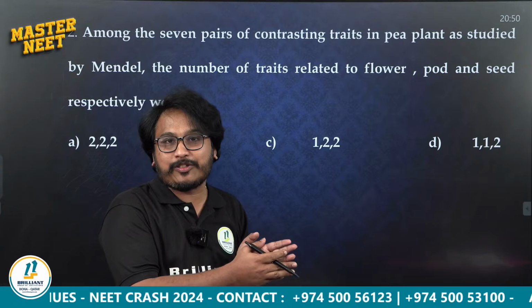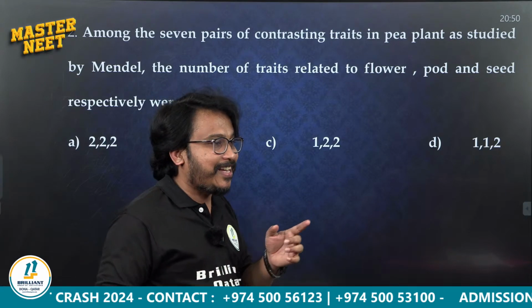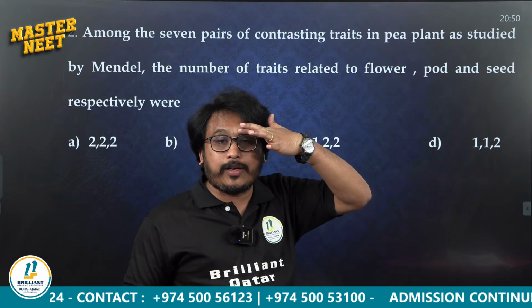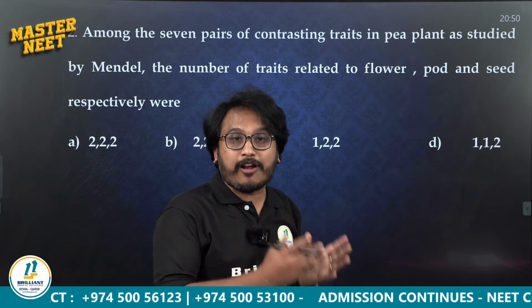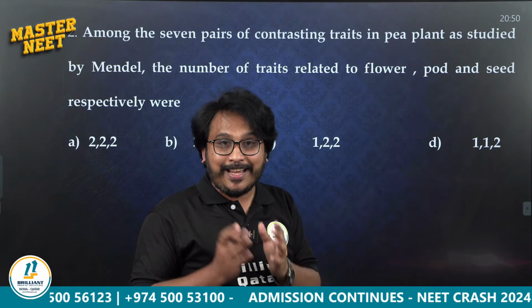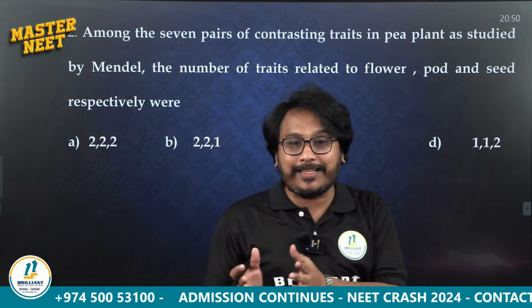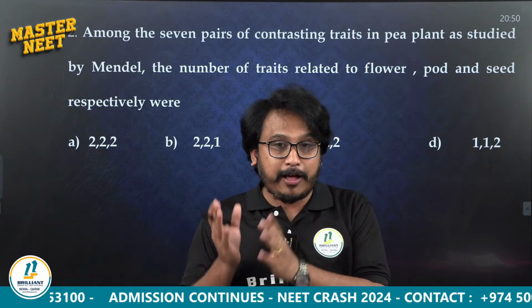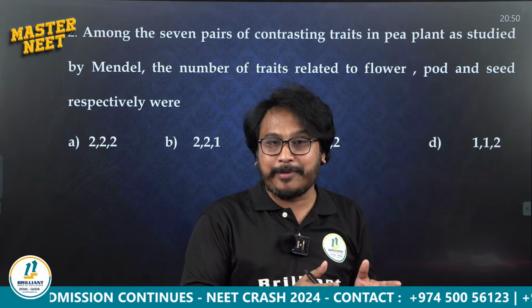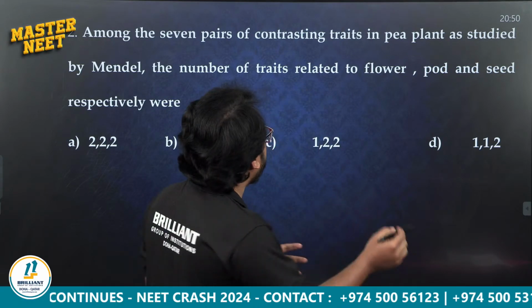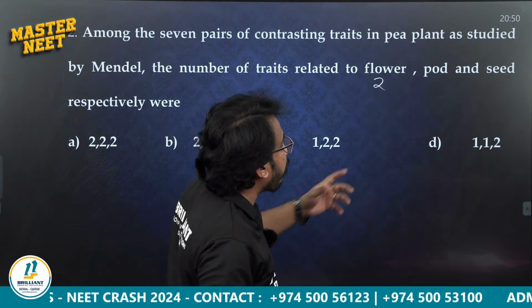You know 7 pairs of characters he was studying. In that, from the flower he was studying 2 characters: flower color and flower position. In that, dominant is violet and recessive is white. And flower position, axial and terminal, are the dominant and recessive. So 2 characters he was studying from flower.